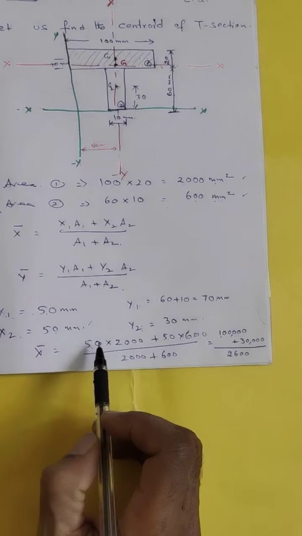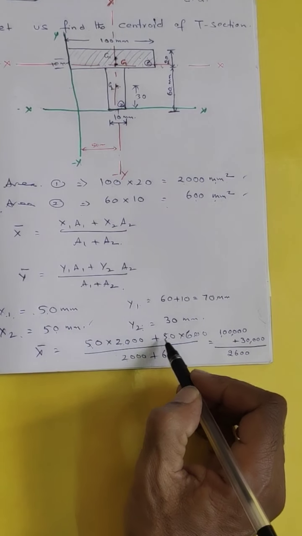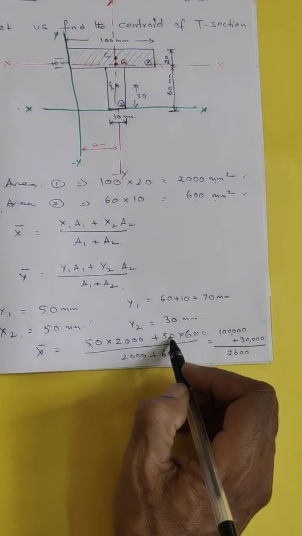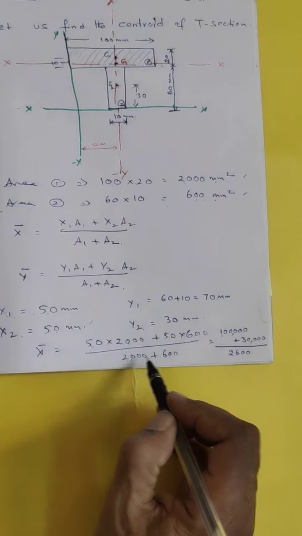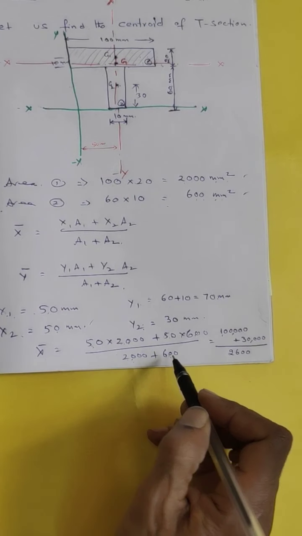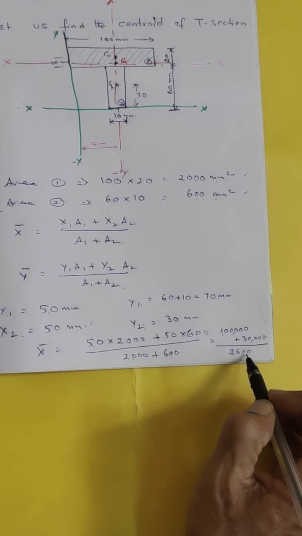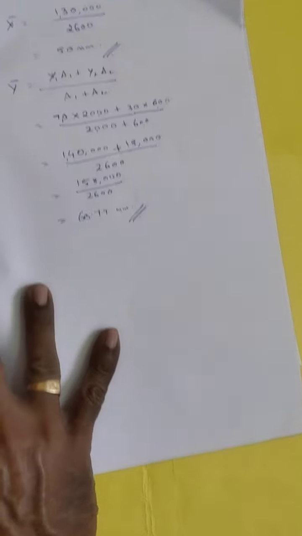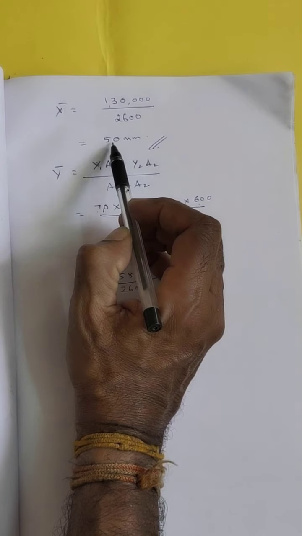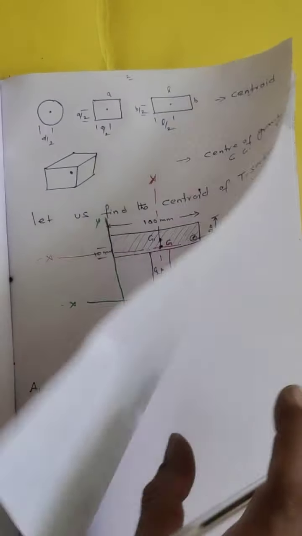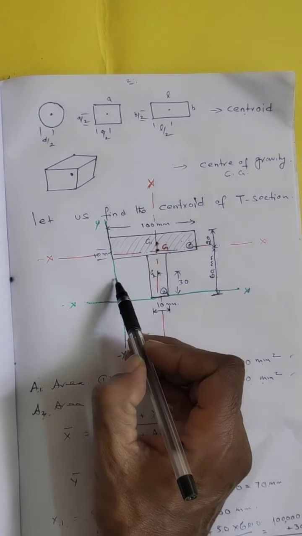This x bar is equal to x1, which is 50, into a1, which you know is 2000, plus 50, which is again x2, and a2 is 600, divided by a1 plus a2, that is 2000 plus 600. Solving it, you get 1,30,000 divided by 2600. So x bar is equal to 1,30,000 divided by 2600. If you solve it, you get 50 mm. So 50 mm from the reference axis, so from YY, 50 mm distance.